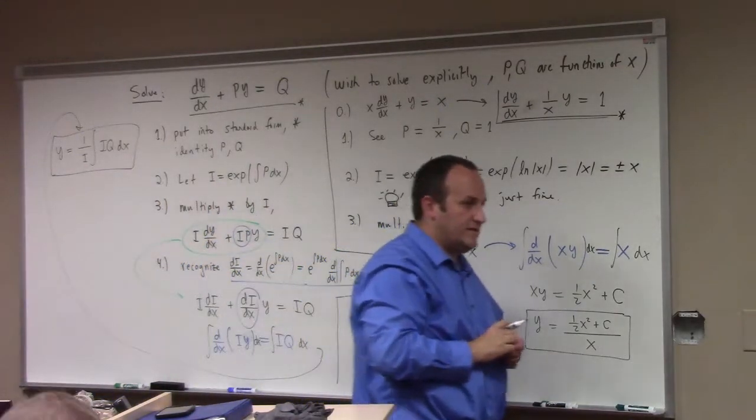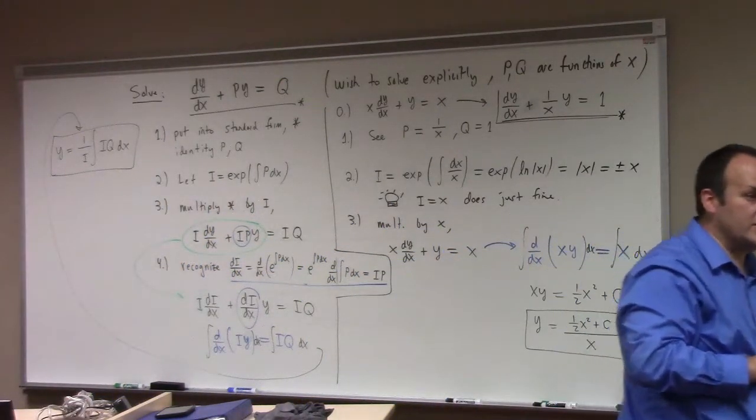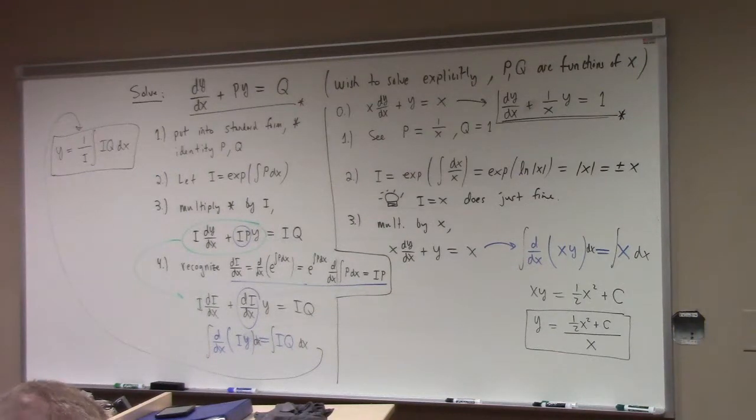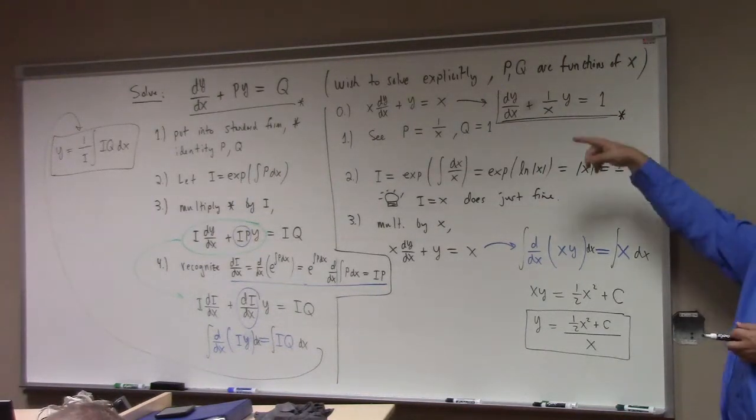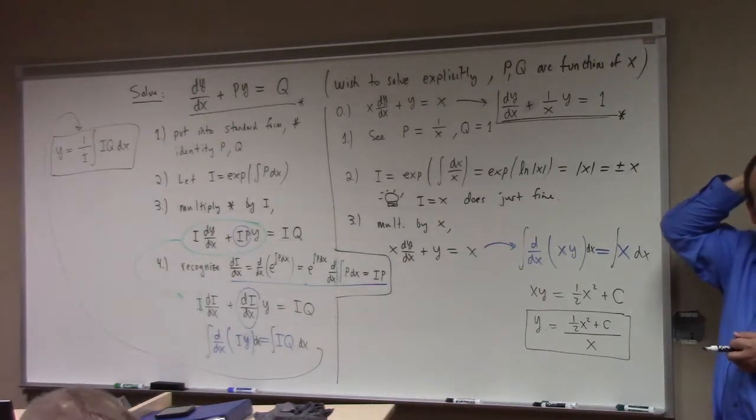Now, the equation I just boxed in the upper left-hand corner is useless. You should not use it. It's a bad idea. How do you do the integrating factor method? You go through these steps. Why do you want to go through these steps and not just use the boxed equation up there?